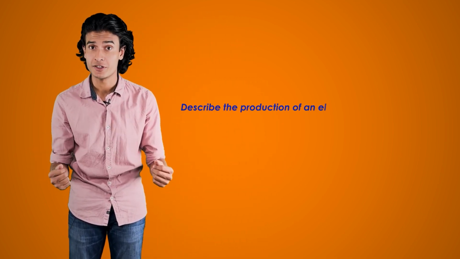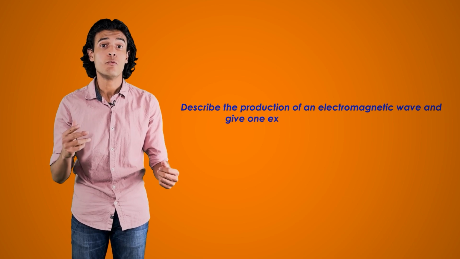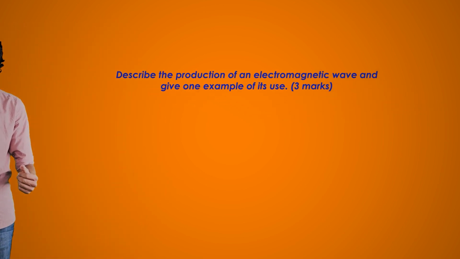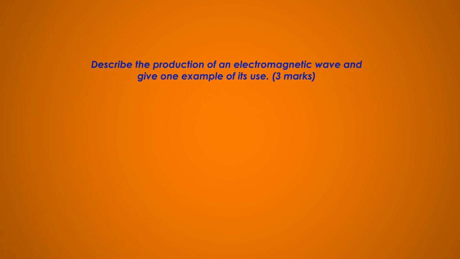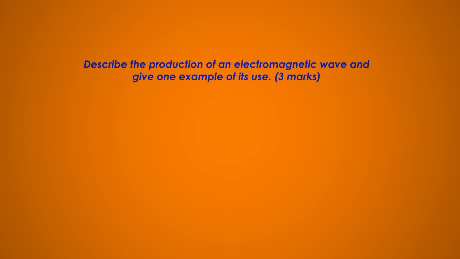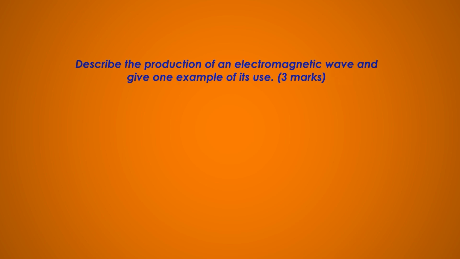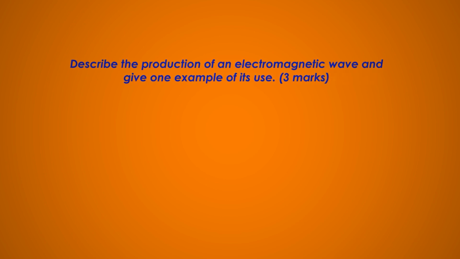But before we finish off, let's just quickly apply our knowledge to this 3-mark question that asks us to describe the production of an electromagnetic wave and to give one example of its use. We'll aim to have 3 key points, 1 for each mark, and we'll dedicate 2 marks to the description and 1 mark to the example. Okay, starting off from the foundation.